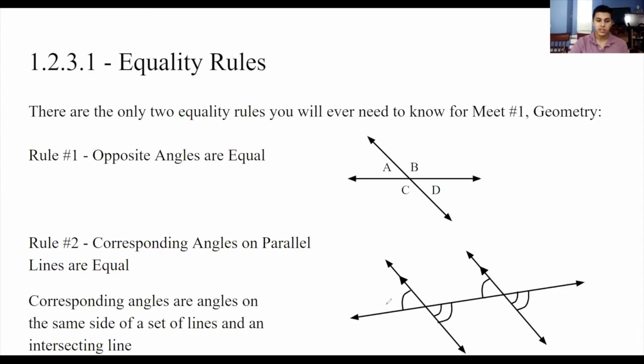And since these lines are parallel, we can apply our corresponding angles parallel rule to say that this angle will be equal to this angle over here. And same with this. This angle is also equal to this angle over here.